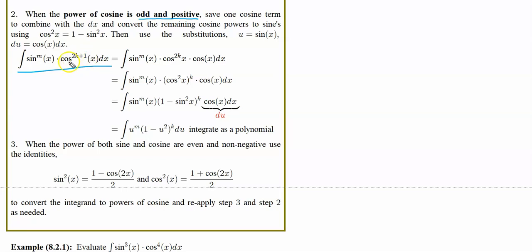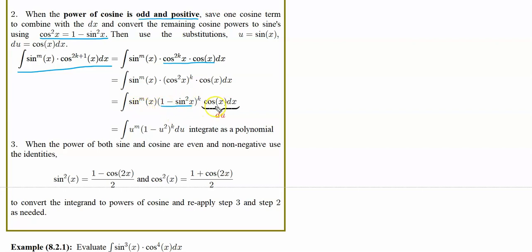And then we can pull away one of these cosines and put it with the dx. So you see right here we have cosine to the 2k plus 1, and one of the cosines is paired off with the dx. And now we rewrite cosine to the 2k power as cosine squared to the kth power. And now we replace cosine squared with 1 minus sine squared, right? Using this identity right here. That comes from the identity sine squared plus cosine squared equals 1.